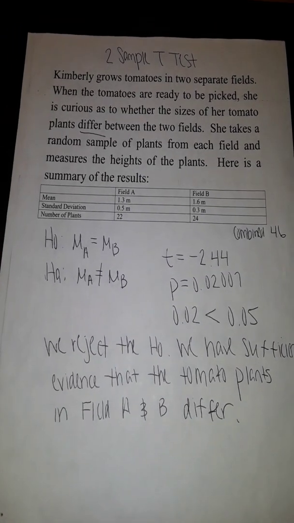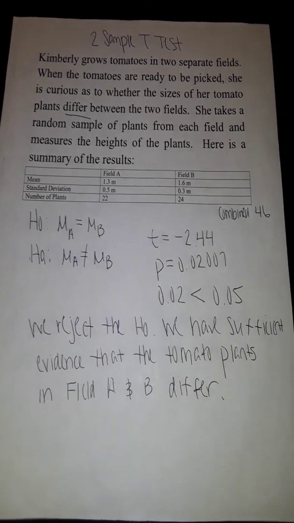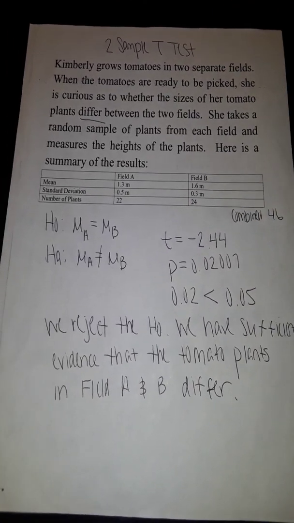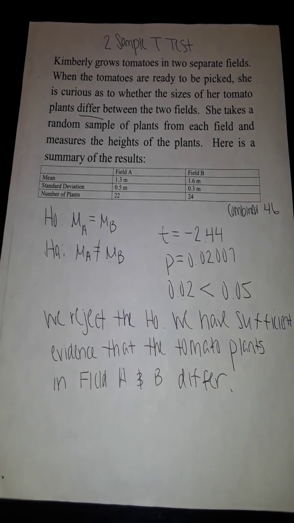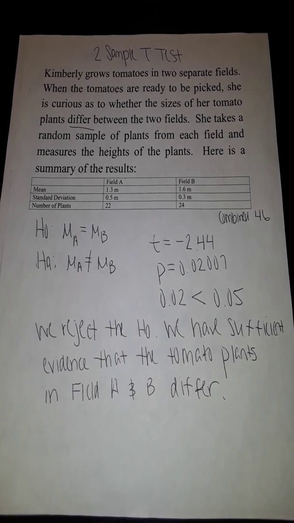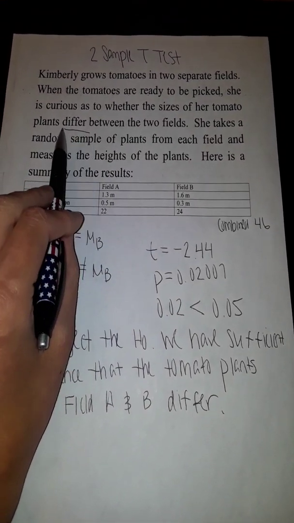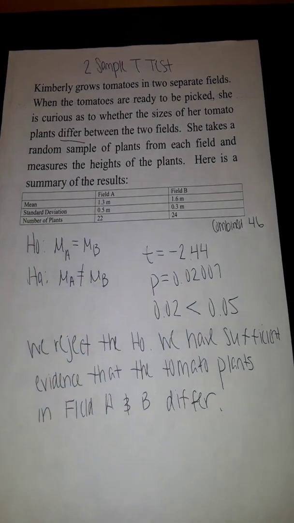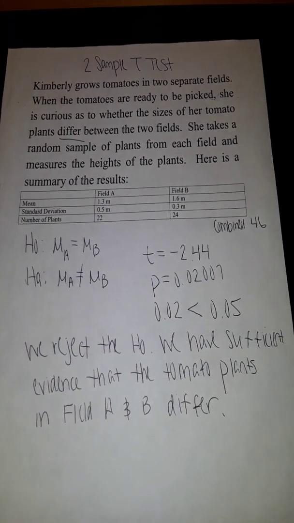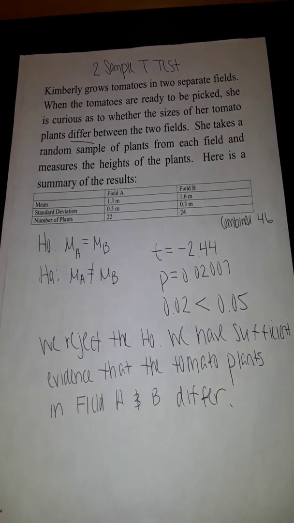All right, so here's an example of a two-sample t-test. Kimberly, that's me, grows tomatoes in two separate fields. When the tomatoes are ready to be picked, she's curious as to whether the sizes of her tomato plants differ. I underline that for a reason, between the two fields. She takes a random sample of plants from each field and measures the heights of the plants. Here's a summary of the results.